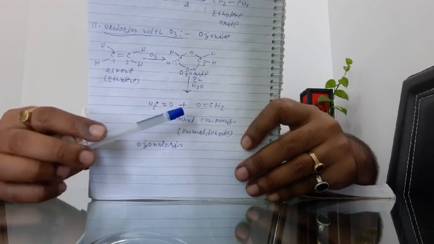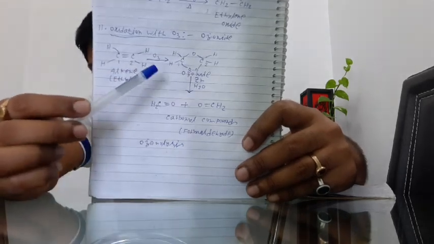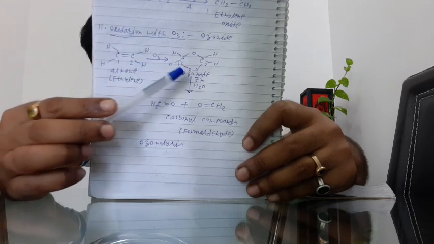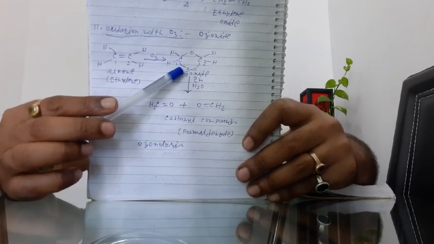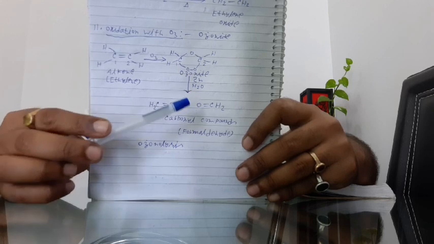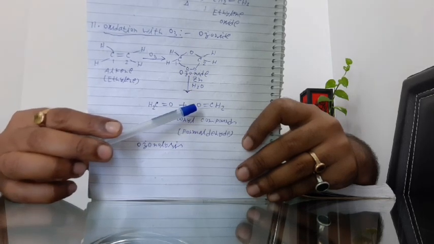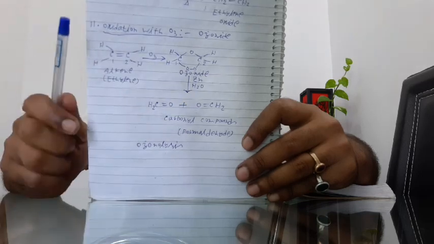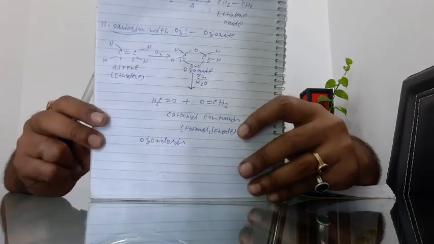And these two processes, that means the overall process: first the alkene reacts with ozone forming the ozonide, and the ozonide again reacts with zinc and water, finally forming the carbonyl compound. The overall process is known as ozonolysis. This process is very important to detect the position of the double bond in an unknown alkene. For any unknown alkene, what is the position of the double bond? To detect it, this ozonolysis process is very important.